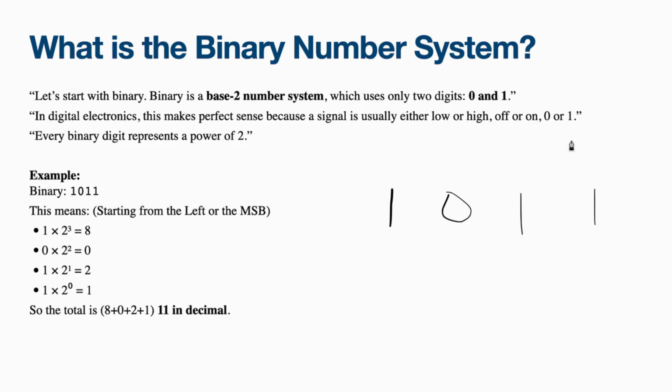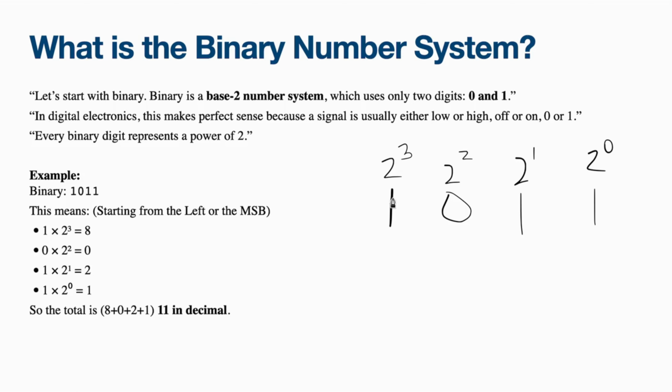So now let's take this number 1, 0, 1, 1. It's a 4-digit binary number. Now let's try to convert it into decimal. Since we know every binary digit represents a power of 2, let's map each bit of this binary number to a power of 2. Starting from the right hand side, we can map this as 2 raised to the power 0, this as 2 raised to the power 1, this as 2 raised to the power 2, and this as 2 raised to the power 3.